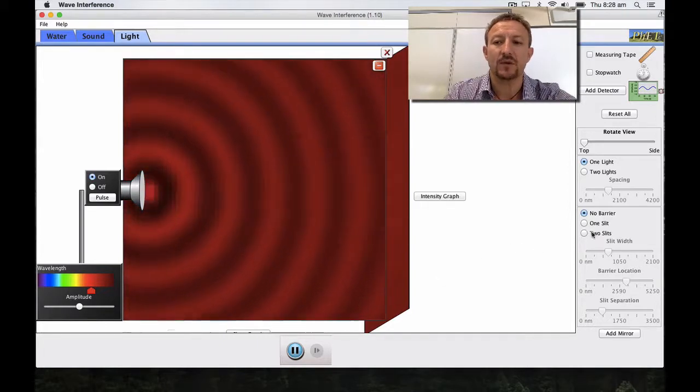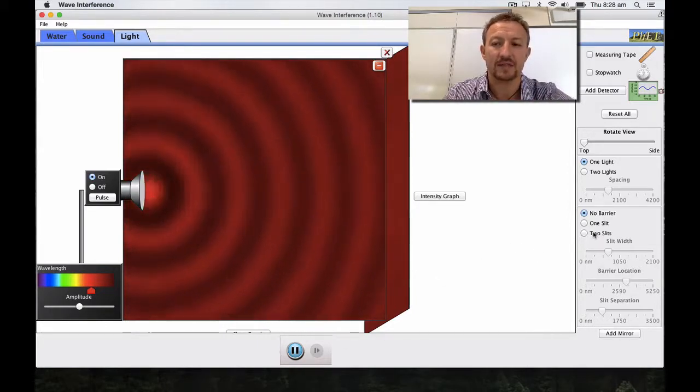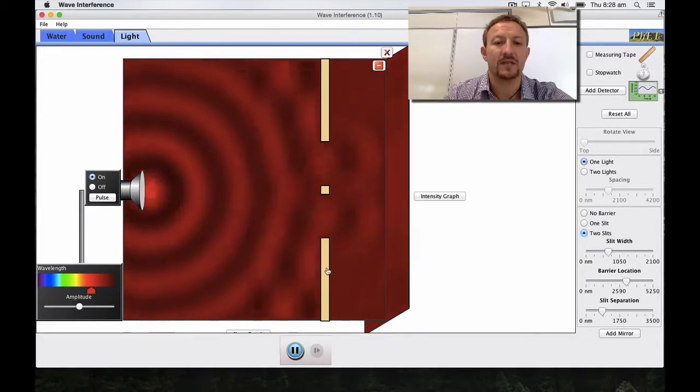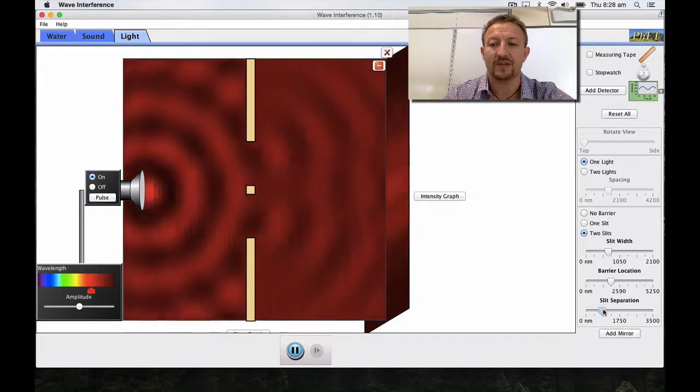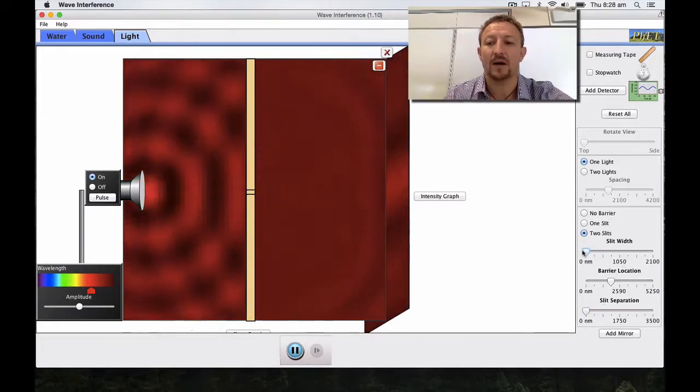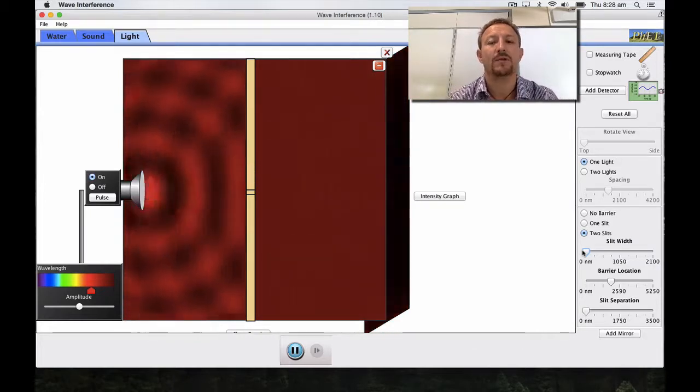Now what we're going to do is put two slits in. This is what Young was doing in Young's experiment. We're going to get our two slits, and I'm going to put them halfway in the picture. I'm then going to load down my slit width and my slit separation. At the moment, no light is getting through, and we can see that our screen is black.